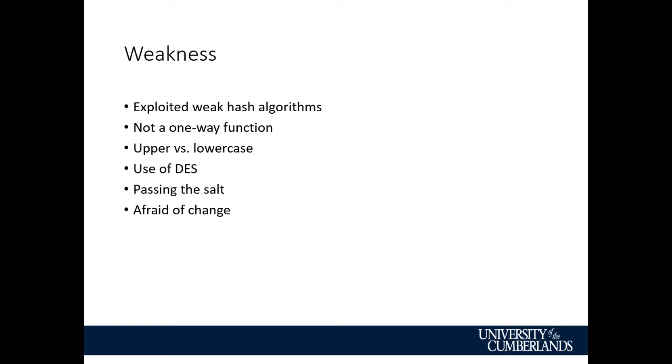What are some weaknesses? Exploited weak hash algorithms. If you don't have a good algorithm, you could have some issues. So, not a one-way function. A hash is created from 2 pieces, as described earlier. From what we know, so not a one-way function. The hash is created from the 2 pieces. A fixed length.